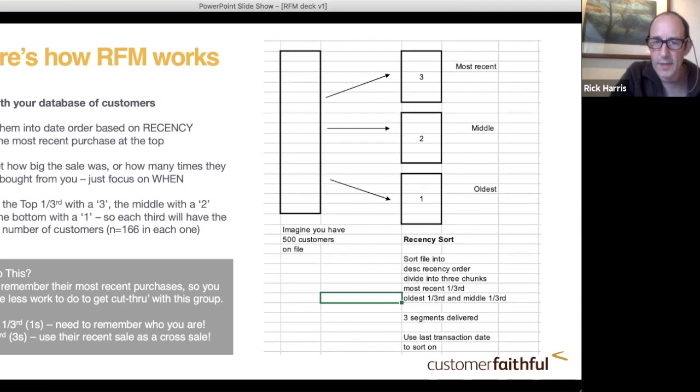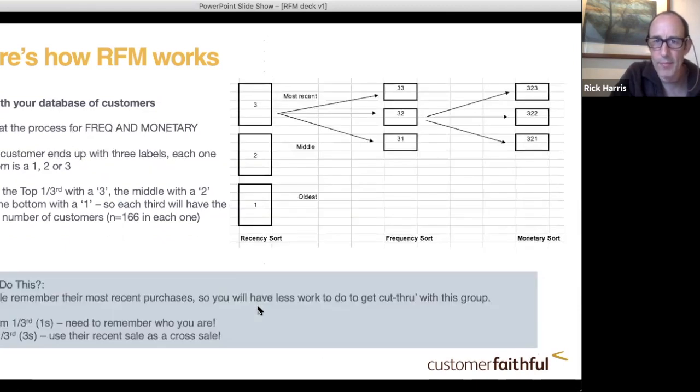The next thing I'm going to do is repeat that process with 2 more sorts. So having labeled the first ones on recency, the last time I heard from them, the last time they bought something, now I'm going to do frequency. How many times have they bought? How often have they emailed me? I'm going to do exactly the same process, just sort them by how many times, and then label them again. The people who have bought from me the most get a 3. The people who have emailed me the most get a 3, or phone me up.